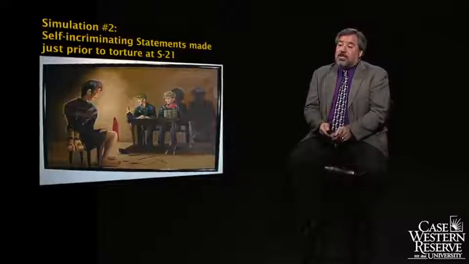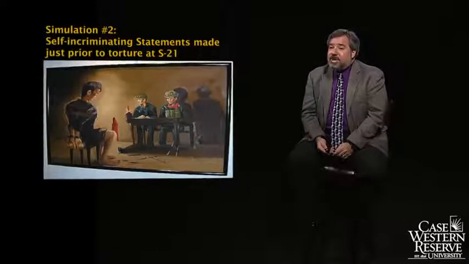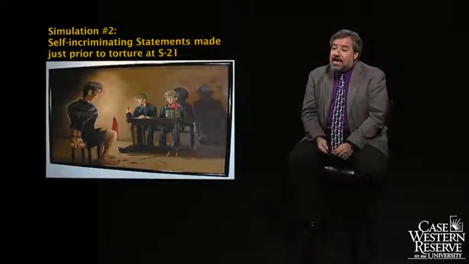The first simulation involving torture evidence is the question of self-incriminating statements that were made just prior to torture at S21. So let's say that an individual is not yet being tortured, but they're about to be. And they say things that are going to be incriminating to them. They say, yes, they were a member of the Khmer Rouge. They say that they were a commander. They say things that can be used against them. But this did not occur during the actual torture. It occurred just prior to the torture. Should that come in? Well, let's think about the possible exceptions as applied to that hypothetical.